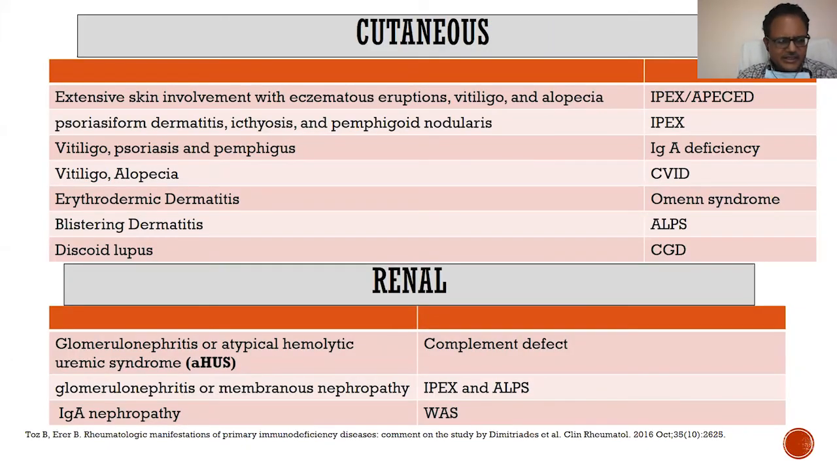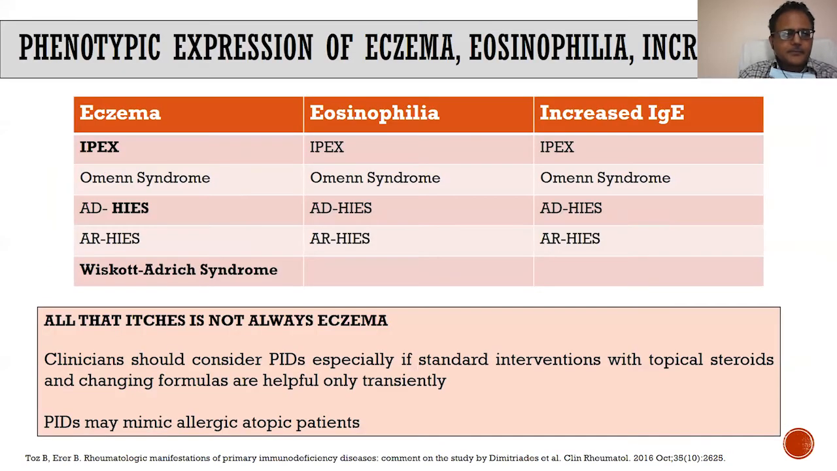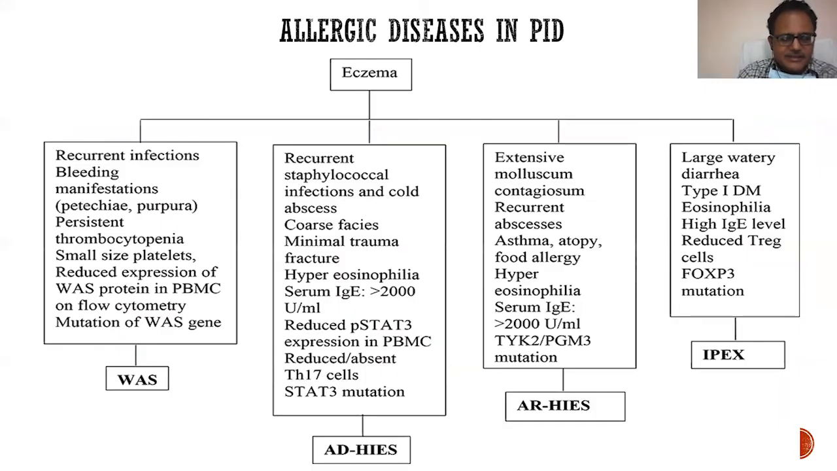Cutaneous, similarly, renal, I would like to just, as I described, glomerulitis or glomerulonephritis or atypical hemolytic uremic syndrome, which may be a part of it. HUS happening without diarrhea could be because of ADAMTS13 deficiency. And so all that itches is not always eczema.